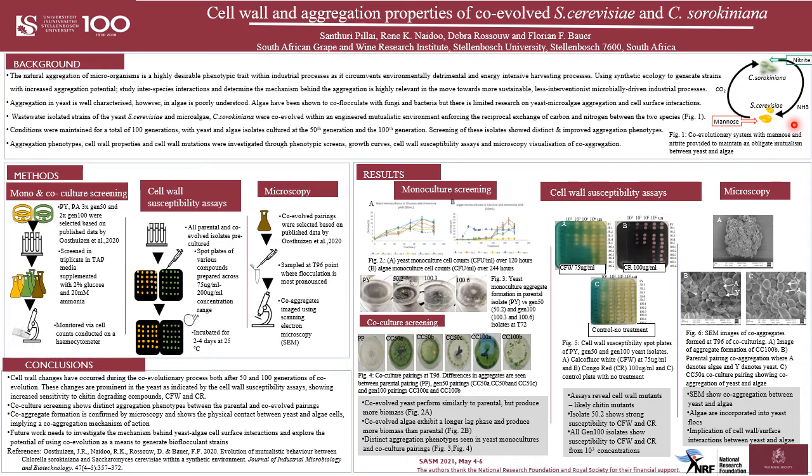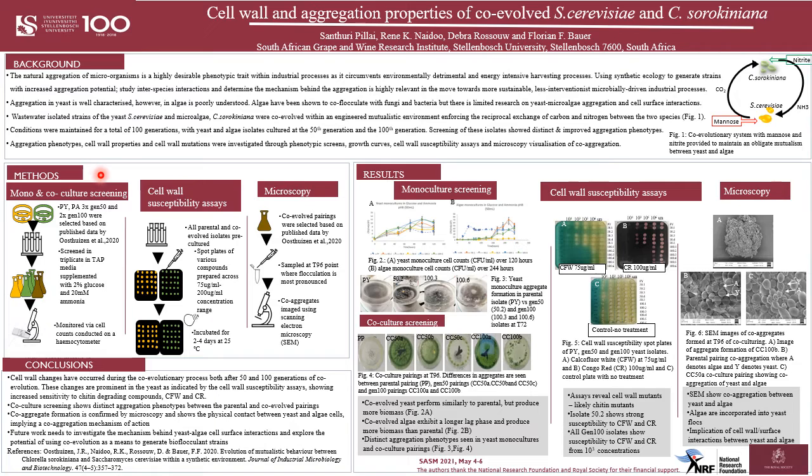Isolates were obtained after 50 and 100 generations and were found to have differences in growth rates, biomass production, and their aggregation phenotypes when compared to the unevolved parental strain. To further investigate the cell wall changes, we conducted phenotypic screens, cell wall susceptibility assays, and microscopy.